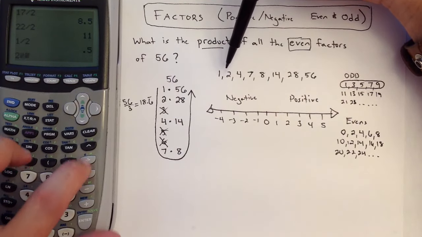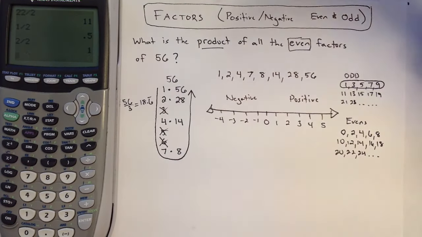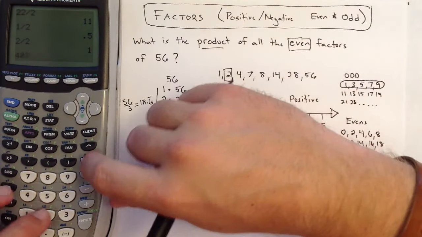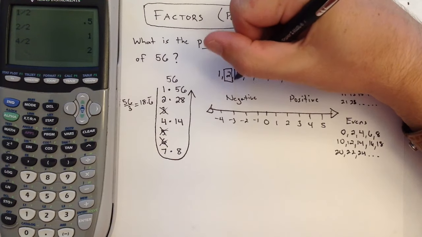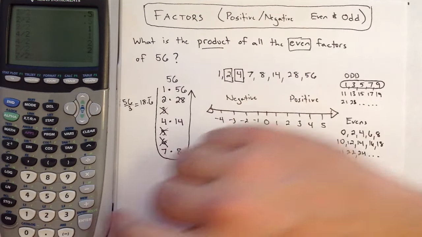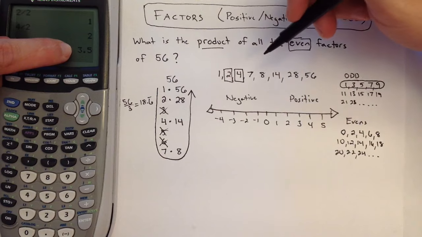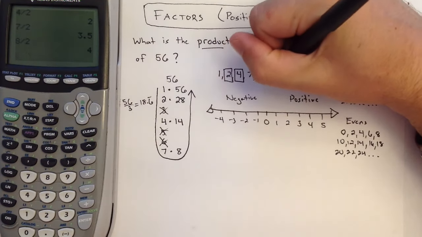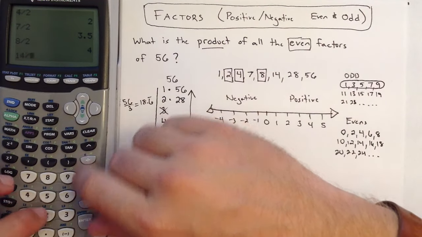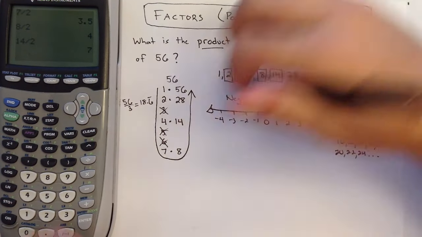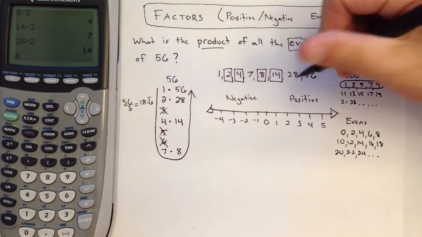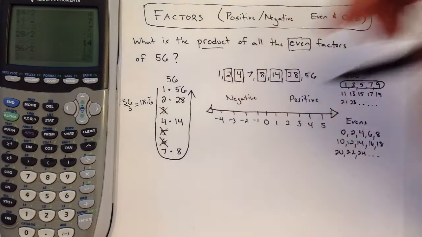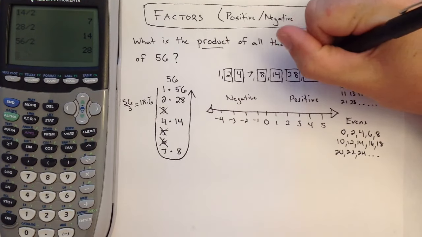Let's try 2. 2 divided by 2. That works out, and it's an even, so I'm going to put a box around it. That's even. 4 divided by 2 is also an integer, so that's even. 7 divided by 2 gives us a remainder of some kind, so that one is odd. Next I'll try 8. 8 divided by 2. Hey, that's even. We can split 8 in half. 14 divided by 2 is even. 28 divided by 2, that's even, there's no remainder, and 56 divided by 2 is also even.